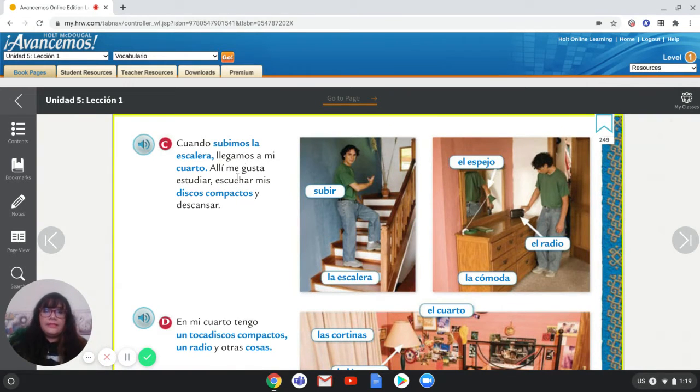Cuando subimos la escalera, subimos, to go up, llegamos a mi cuarto. Ahí me gusta estudiar, escuchar mis discos compactos y descansar. So, subir, IR word, so we know it's a verb. Subir means to go up. Specifically, what he's going up is la escalera. It looks like escalators, but escalators are the automatic ones you see at like the mall or something. Escalera en español is just stairs.